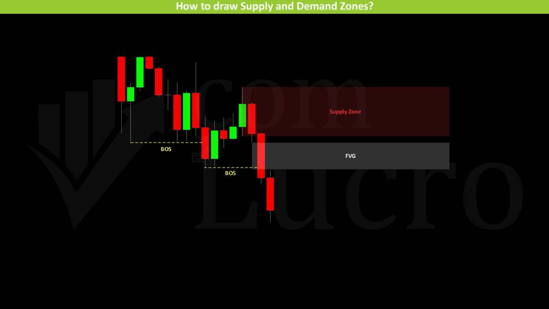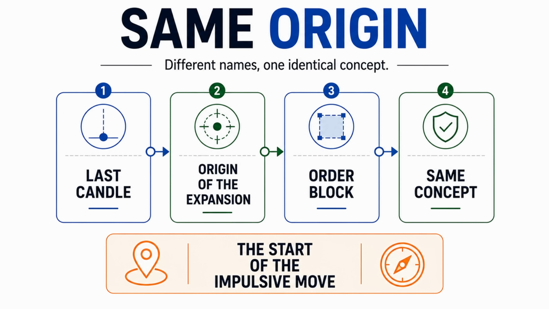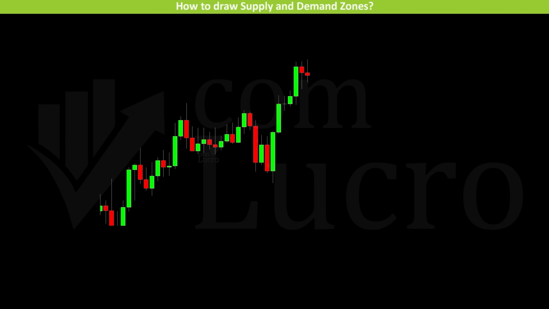Traders have various methods to mark these zones, but the key point is to place your stop loss in a safe position to protect against market fluctuations. And keep this in mind, whether I call it the last candle before the gap, the origin of the expansion, or the order block, it is always the same thing, the candle or candles that started the impulsive move that broke structure.